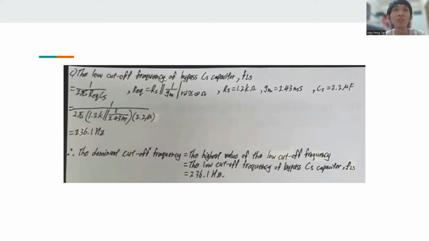For the lower cutoff frequency of the bypass CS capacitor, fLS is equal to 1 over 2 pi Req times CS, and we substitute, multiply, and calculate. We find the answer is 236.1 Hz, and the dominant cutoff frequency is the highest value of the lower cutoff frequencies, which is the lower cutoff frequency of the bypass CS capacitor fLS, equal to 236.1 Hz. Thank you.